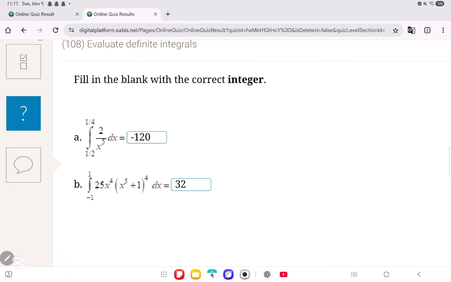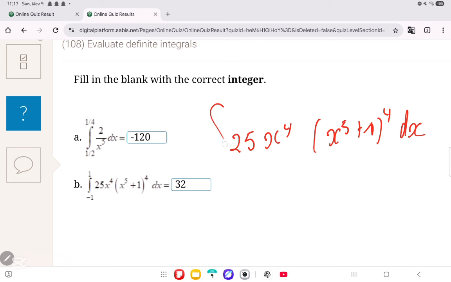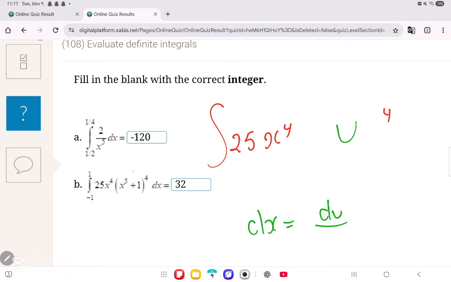Now, for part B, this is going to take a bit of time, but it's 25x to the power of 4 times x to the power of 5 plus 1 to the power of 4 dx. First thing we focus on is doing the integration. You change this to u, because we cannot focus with big numbers, so we change it to u. We don't like dx. Whenever we have u, we need to change dx to du. So dx is equal to du over the derivative. What is u? U is x to the power of 5 plus 1.